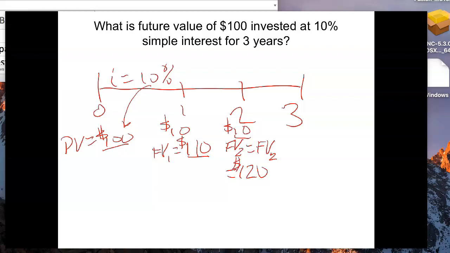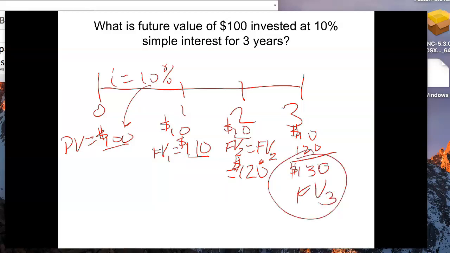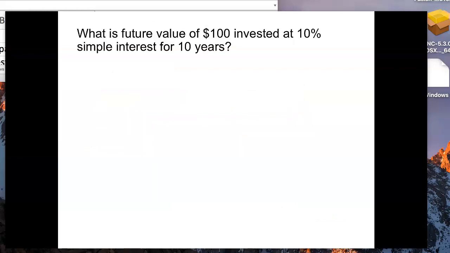And then the third year, we'd earn another 10% on the original $100, or another $10 in interest. We add to that the $120 future value from the previous period, and then we would have a future value in year 3 equal to $130. And if we wanted to know the future value of $100 invested at 10% simple interest for 10 years, well, we're getting quite a few years here. Let's look at this in a spreadsheet.